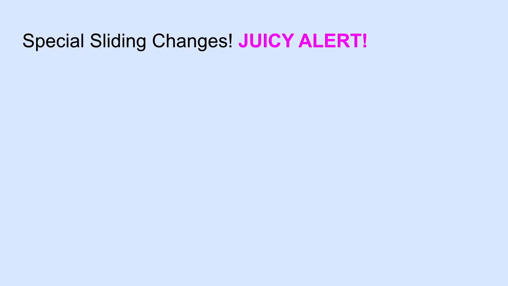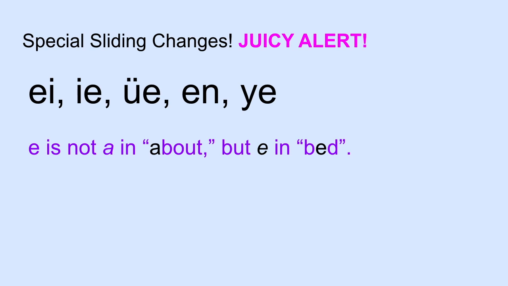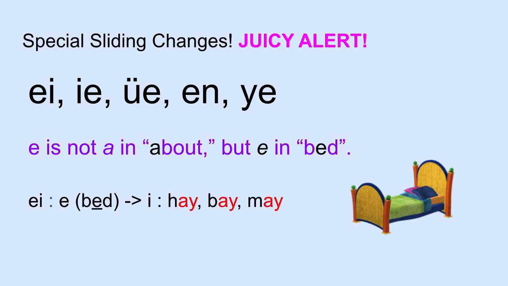Let's do the second one. We learned that the Chinese letter E is pronounced as uh. Remember to apply the force? But if the letter E is in one of these combinations, it is not pronounced as in about, but is pronounced as E, as in bed. So the first one, we have to slide from E to I, like A as in the words hey, bay, or may.